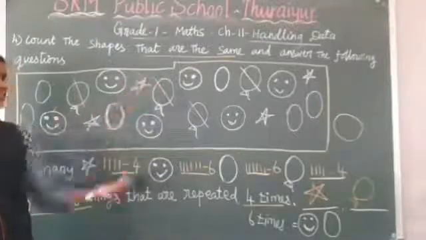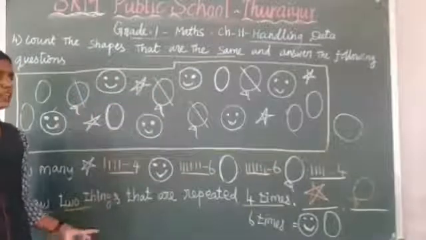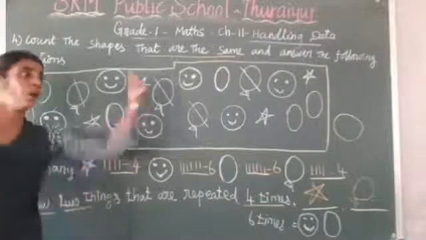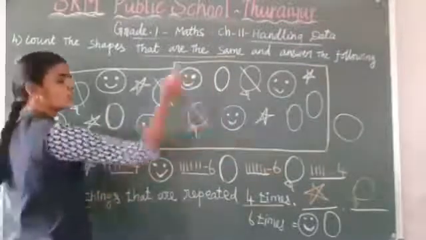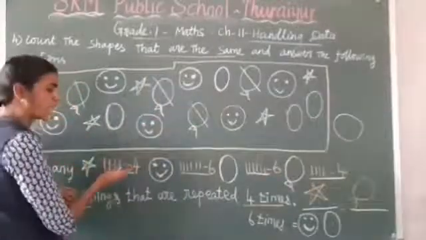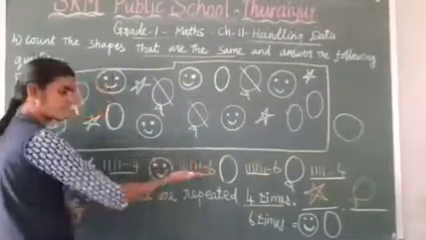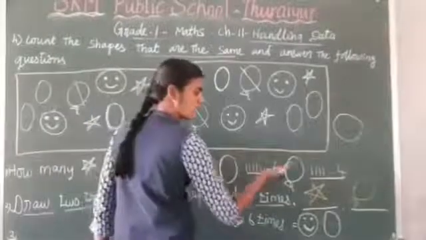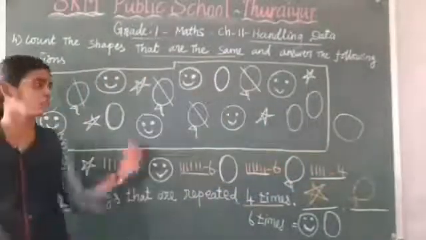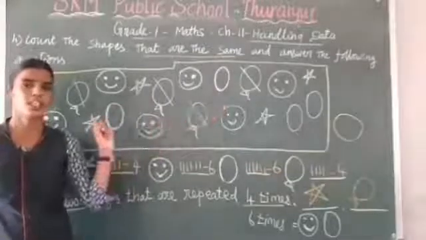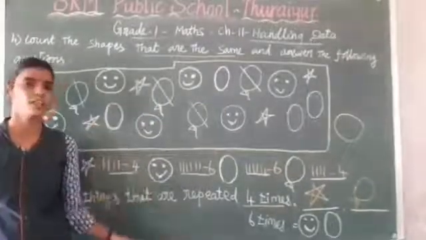Using this picture, how to find out how many shapes are in all? That question they are asking. All the shapes, add all the numbers. 4 plus 6, 10, 10 plus 6, 16, 16 plus 4, 20 shapes. How many shapes are in all? 20 shapes. One more question will also come in that way.